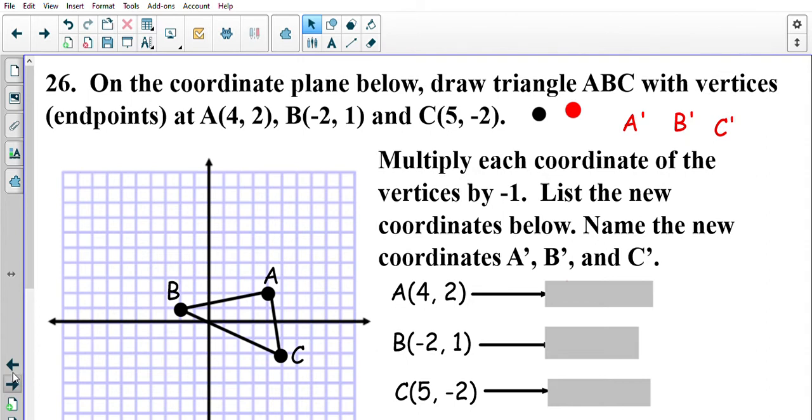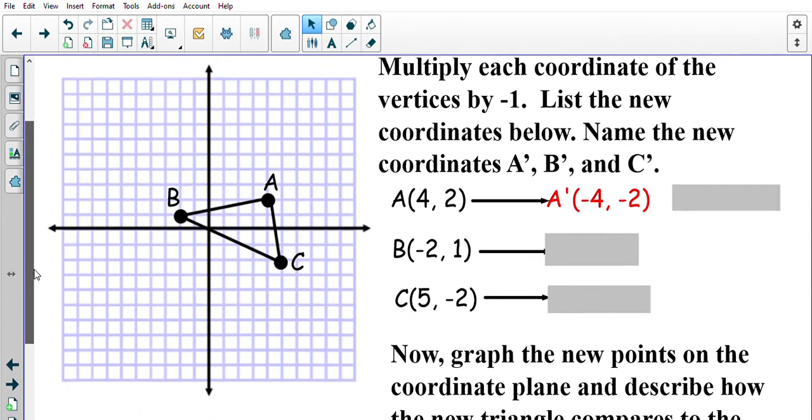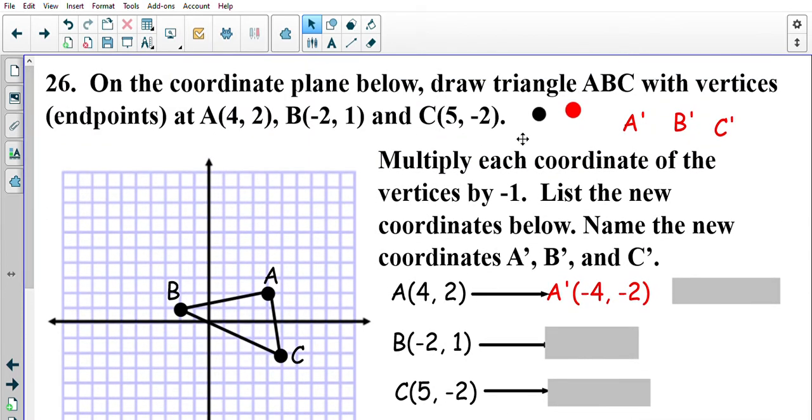So let's multiply each coordinate by -1. So 4 times -1 is -4. 2 times -1 is -2. So A prime is -4, -2. Let me go ahead and graph that on the coordinate plane because as you see down below, it asks us to graph these new points. So -4, -2. So 1, 2, 3, 4. -4, -2. We'll label this as A prime right here.